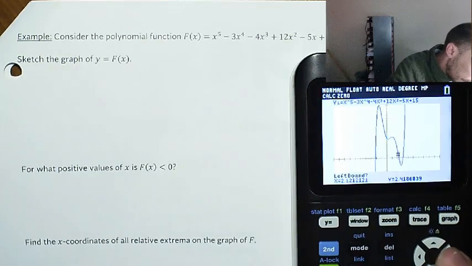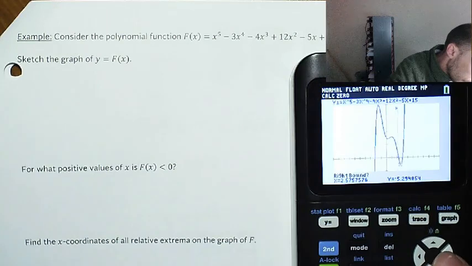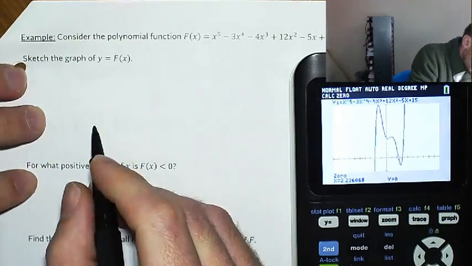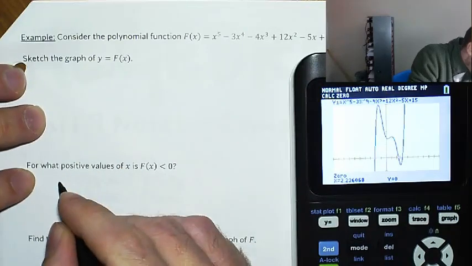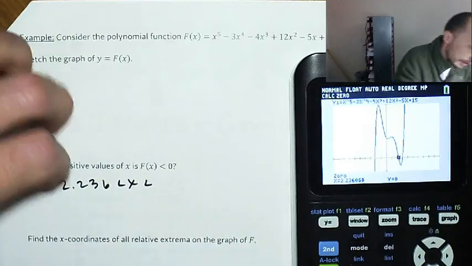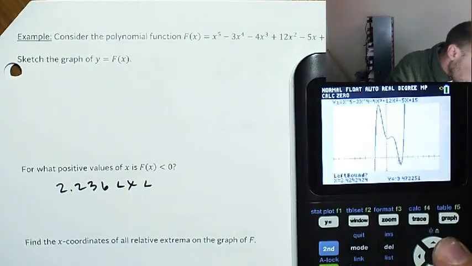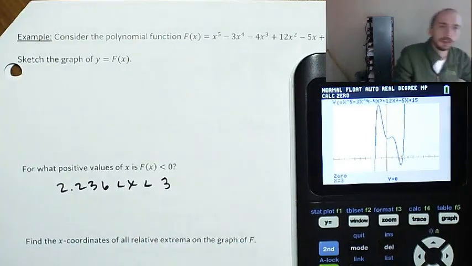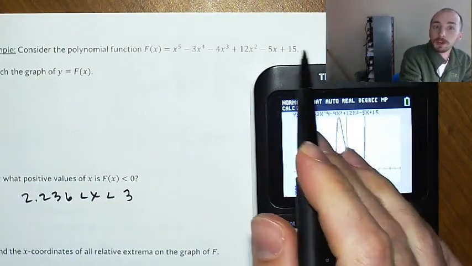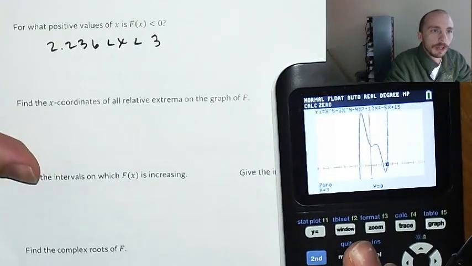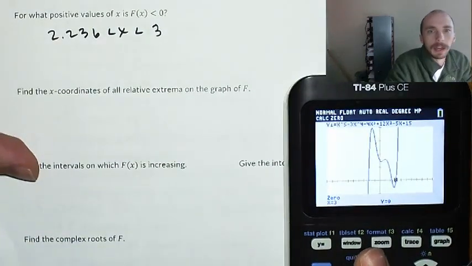And I'm going to scroll because these are pretty close together. Okay, found one. So x equals 2.236. And then the other 0 is going to be over here at x equals 3. I guess that would make sense that 3 could be a 0. 3 divides 15, rational root theorem, right? So that's the values of x that are positive that make f less than 0.